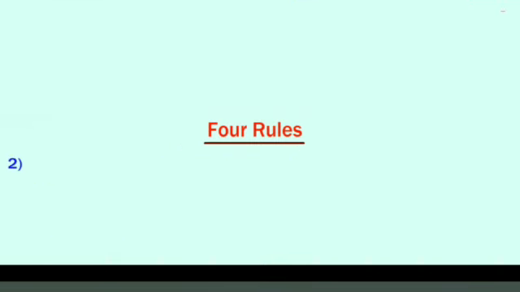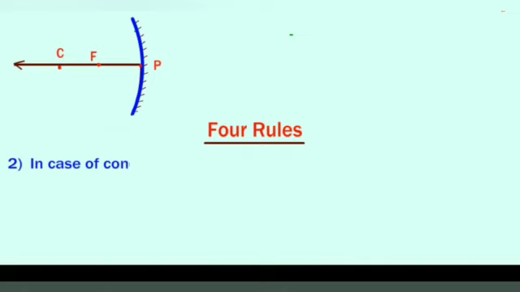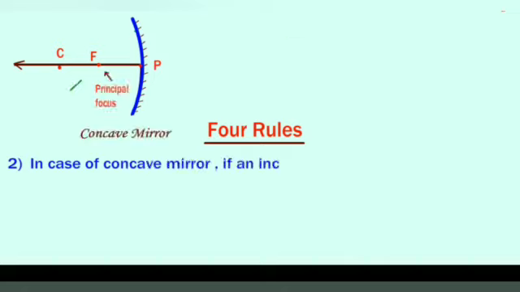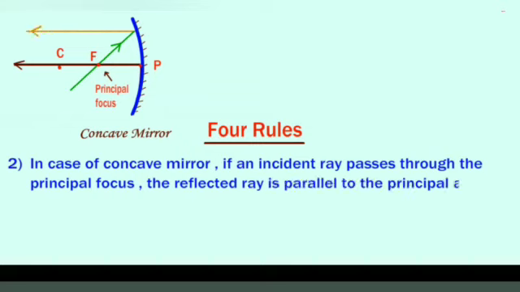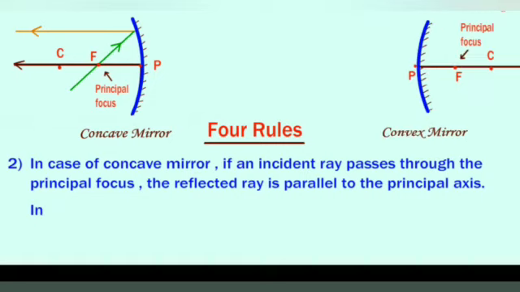The second rule says, this is just the inverse of rule 1. Here, if the ray is passing through focus, after striking the mirror, it will become parallel to the principal axis. You see here a light passing through point F. After it strikes, it is becoming parallel to this principal axis. Can you see this orange parallel line, which is parallel to the dark brown line?